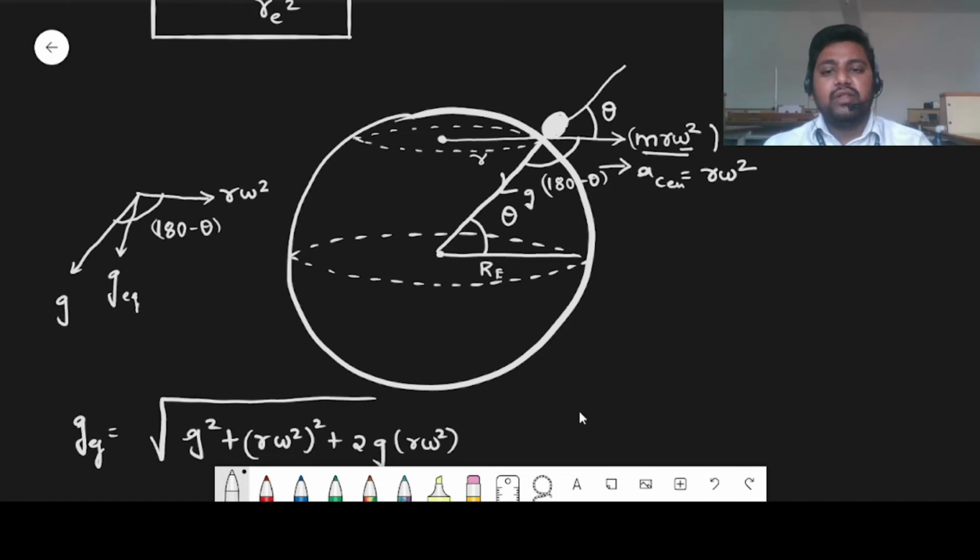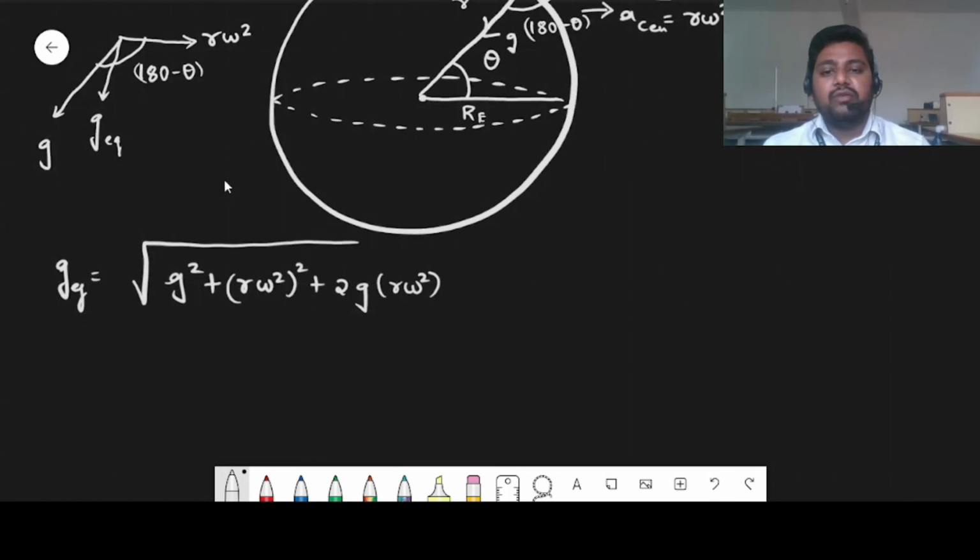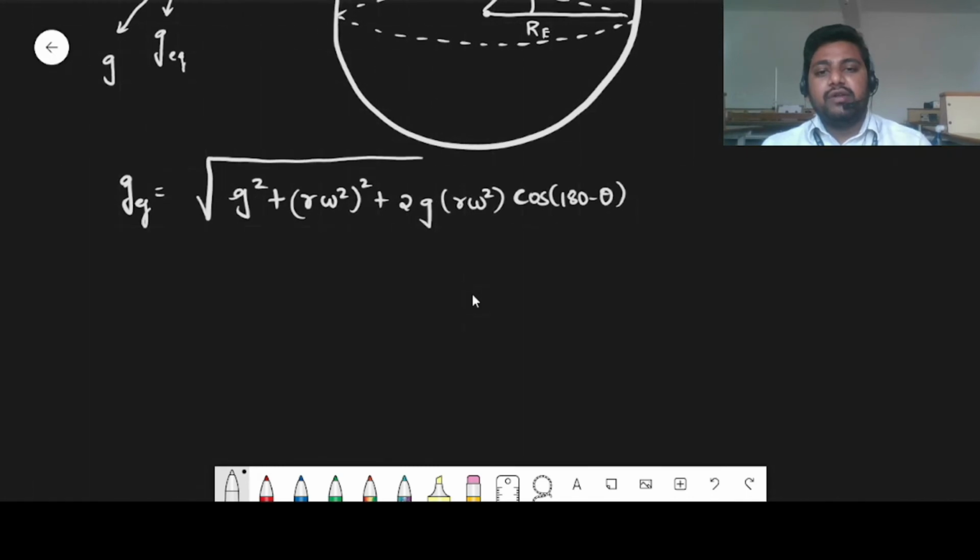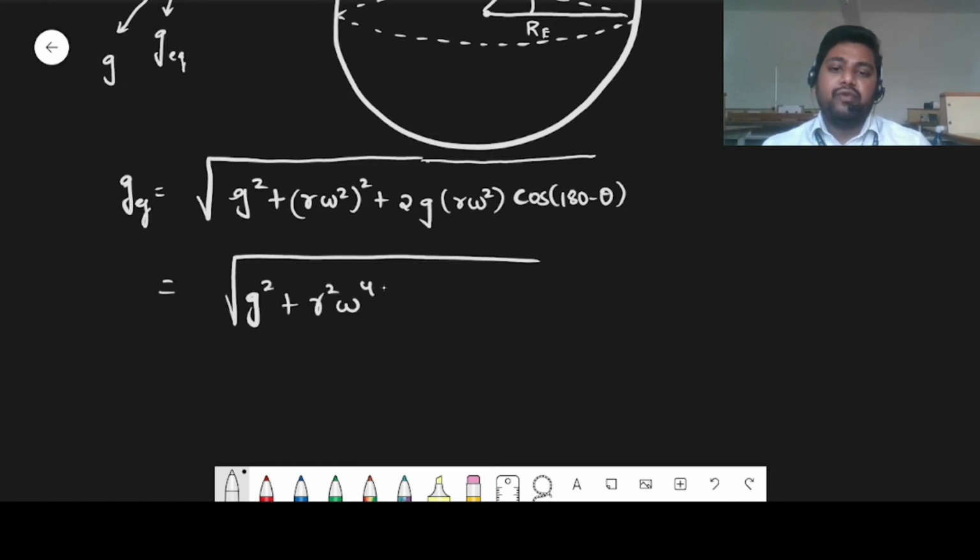So if you are substituting that 180 minus theta in terms of cos here, cos of 180 minus theta, since cos is in the second quadrant, cos is negative. We can change this expression into under root of g square plus r square omega power 4 plus 2g r omega square cos theta, and when it becomes cos theta, I have to change this sign from positive to negative. So this is the general value you will be getting.